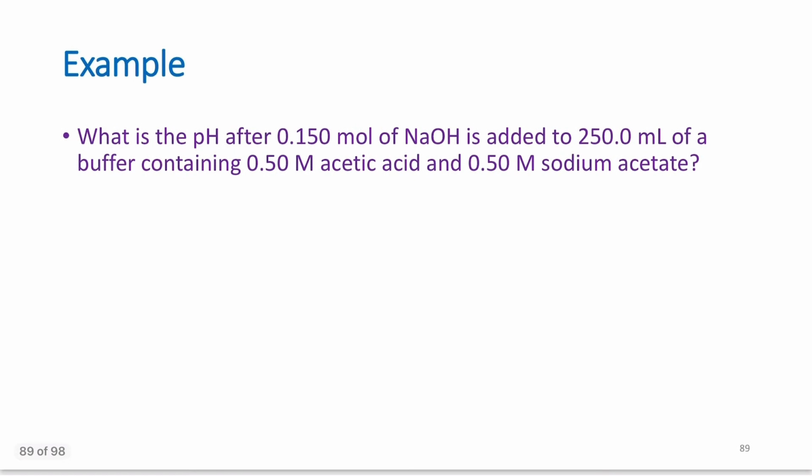What is the pH after 0.150 moles of NaOH is added to 250 mils of a buffer containing 0.5 molar acetic acid and 0.5 molar sodium acetate? I am adding a base to a system that has an acid and its own conjugate base, which means that I need to do a BCA table. I will tell you on here, assume volume is negligible of the NaOH to make it easier.